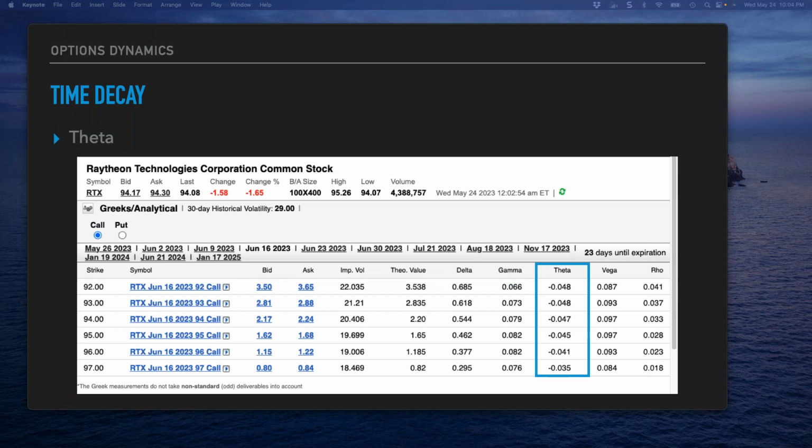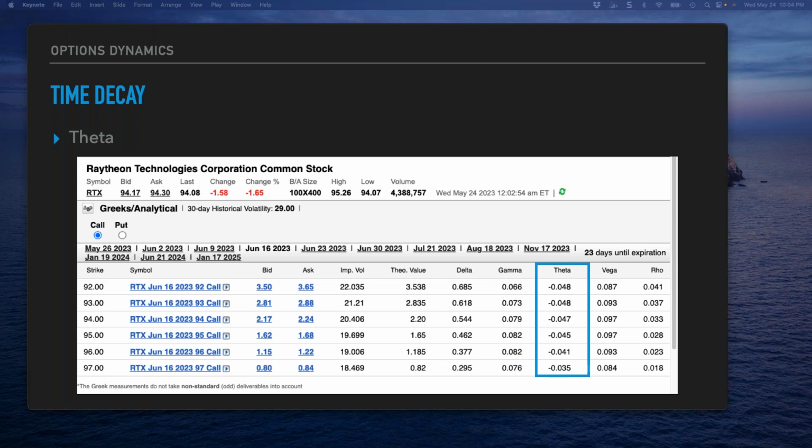Time decay is an element that plays a role each day that the option exists until its expiration. It's 7 days a week, 365 days a year. Notice also that Theta increases the further an in the money option is.